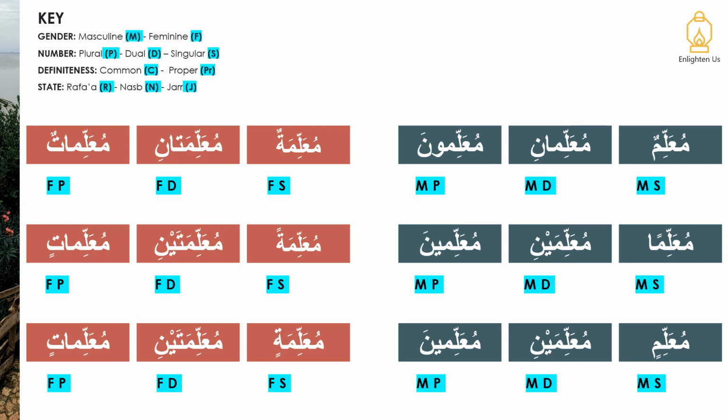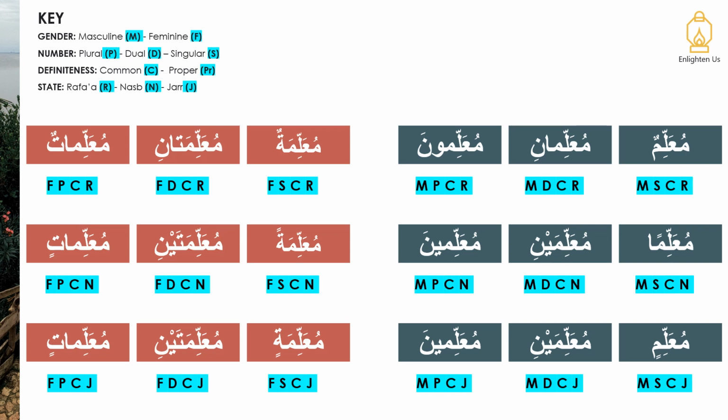we looked at on the characteristics of the ism. But as a reminder and as a bit of a summary, let's remind ourselves that the ism has 4 characteristics. So we've got gender, number, definiteness, and state. And each one of these words is a different combination. So for instance, on this side, as designated by the M, this side is the masculine versions of mu'allimun. This side, on the other hand, is designated by the F, and we can use the key to decipher this. These are the feminine versions.